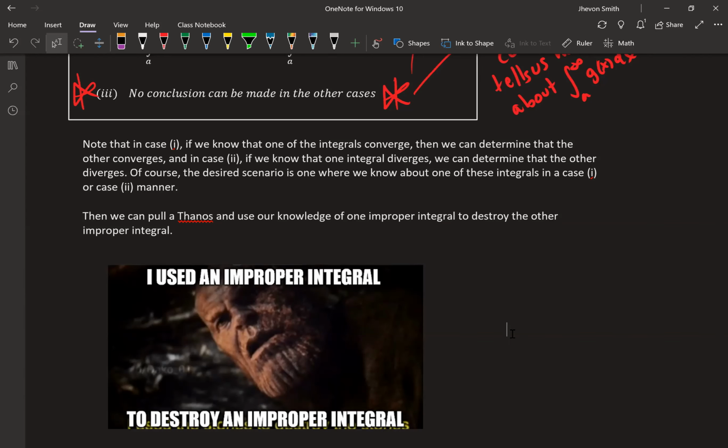I don't know how to actually compute this, but hey, I know about this other improper integral. So I'm going to use this improper integral to tell me about that improper integral, right? And this is something that when we do this is called a comparison theorem. You have different comparison theorems in other contexts.